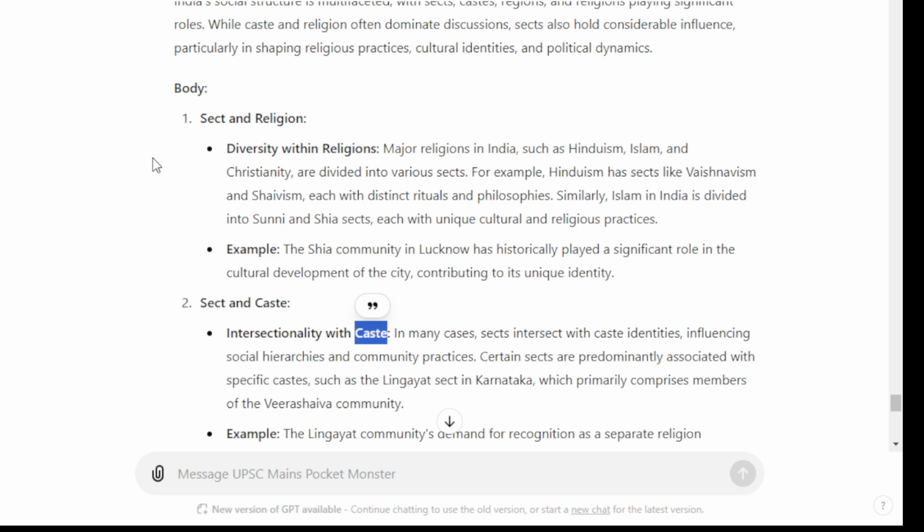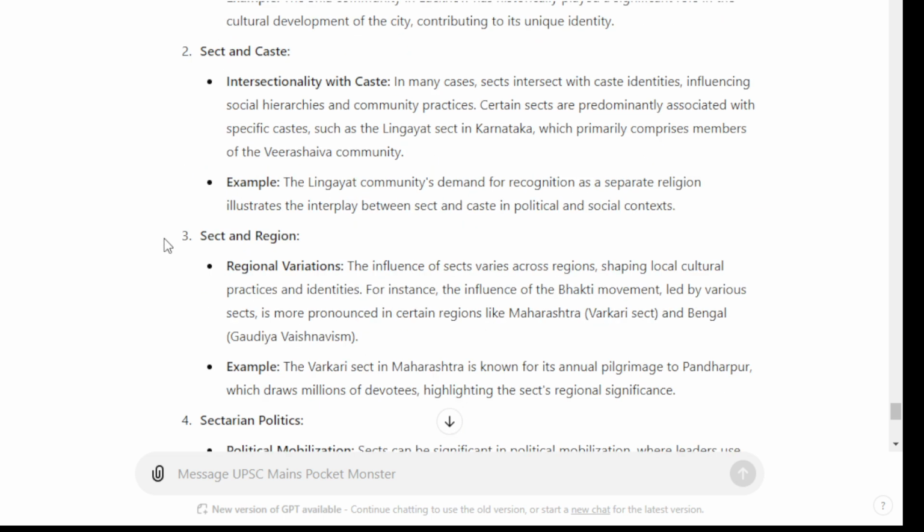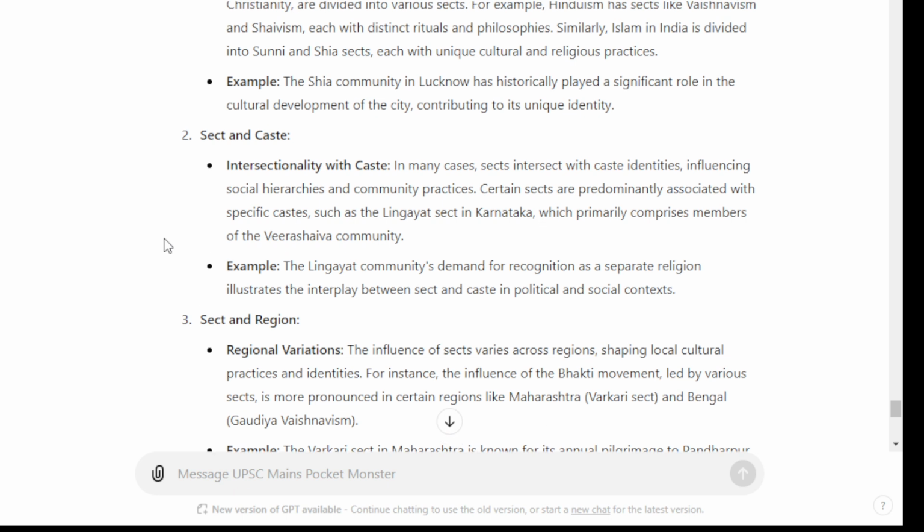Why does my brain not tell me all these? In Islam, I started writing about Sufi sects and all, but yeah. Okay, the Shia community in Lucknow has historically played a significant role in the cultural development of the city, contributing to its unique identity. Alright, so sect and caste, intersectionality with caste.